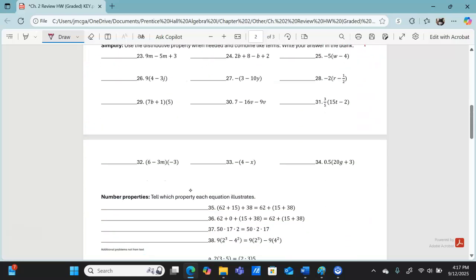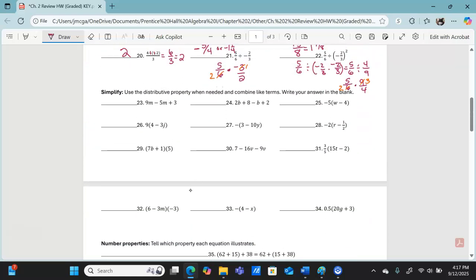Moving on, we are simplifying by either using the distributive property or combining like terms or some combination of both. So here's like terms here. 9m and -5m would be 4m, and then that +3 is still there. On 24, the 2b and the -2b would give me 1b left, because remember that's -1b. And then we have 8 plus 2, they're both positive, so that would be 10.